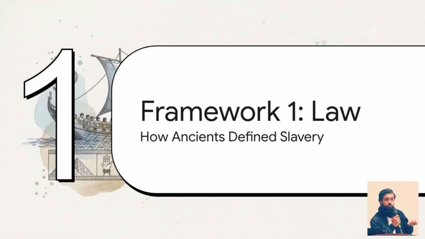Okay, so if the idea of slavery might have started in the home, how did it become formalized? Let's turn to our first framework and look at how the Greeks and Romans actually wrote this into their laws and built entire philosophical systems to justify it.